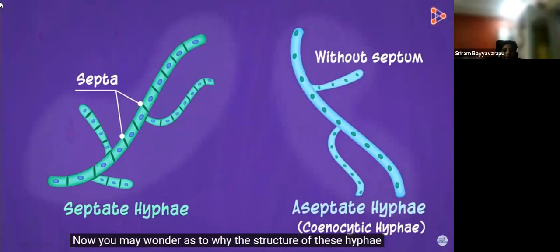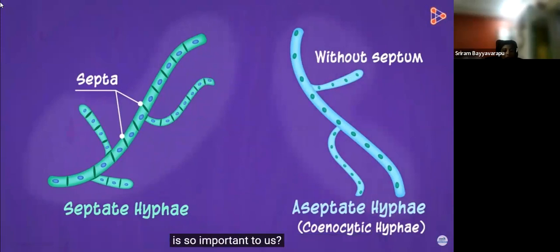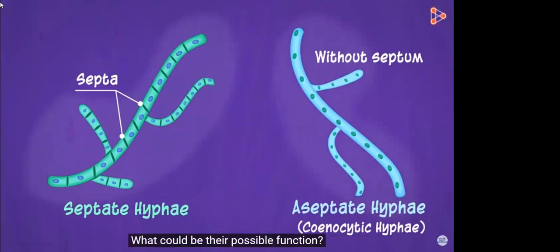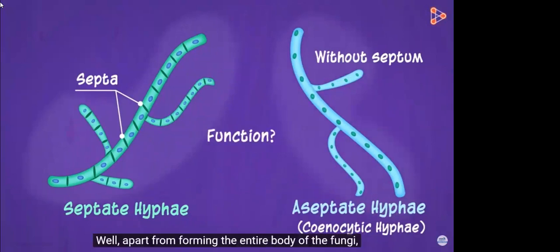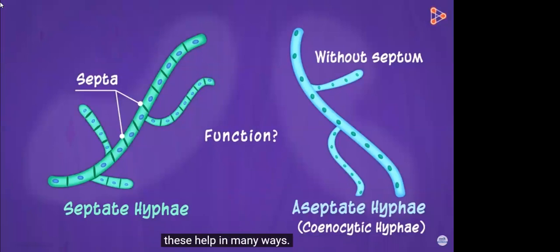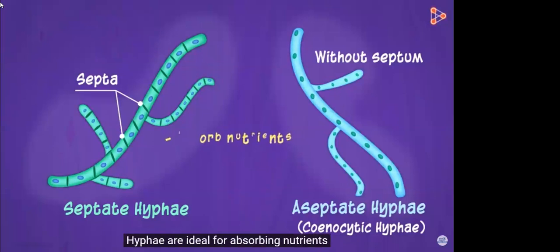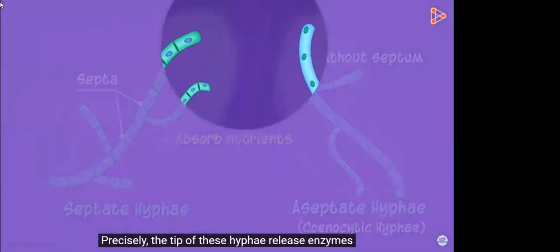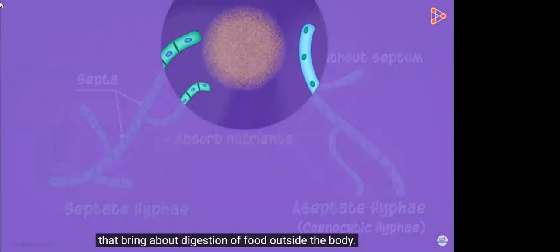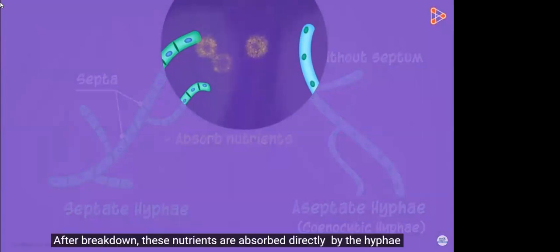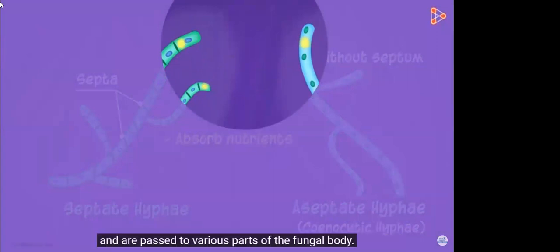Now you may wonder why the structure of these hyphae is so important to us. What could be their possible function? Well, apart from forming the entire body of the fungi, these help in many ways. Hyphae are ideal for absorbing nutrients from the surrounding food source. Precisely, the tips of these hyphae release enzymes that bring about digestion of food outside the body. After breakdown, these nutrients are absorbed directly by the hyphae and are passed to various parts of the fungal body.